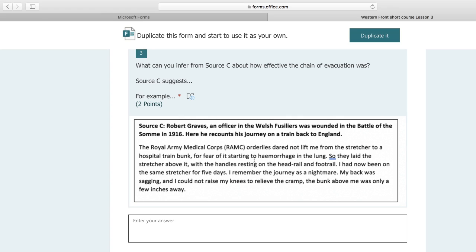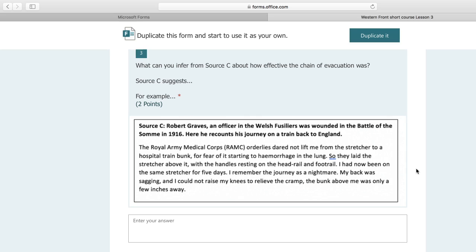Now, this man is talking about his experience in the chain of evacuation. So we know that he's on a train and he's in a stretcher. What does it suggest about the effectiveness? What does it suggest about this unknown fear of something happening? What about the qualifications and ability of those people surrounding him? What does it suggest about the fact that he's been there for 5 days, the fact that he remembered it as a nightmare, the fact that the bunk was only a few inches away? What does that suggest about how crowded it was?